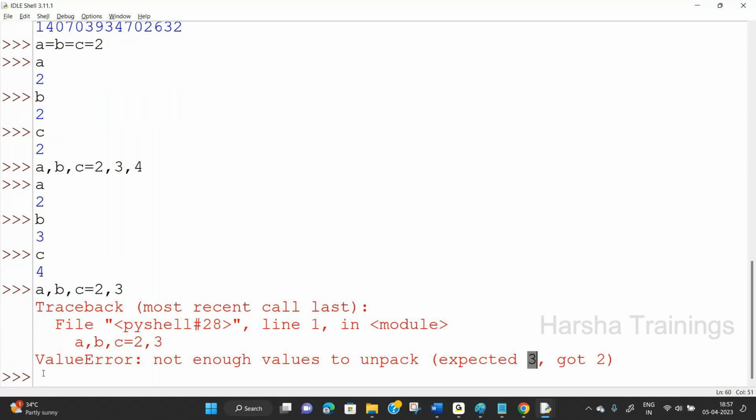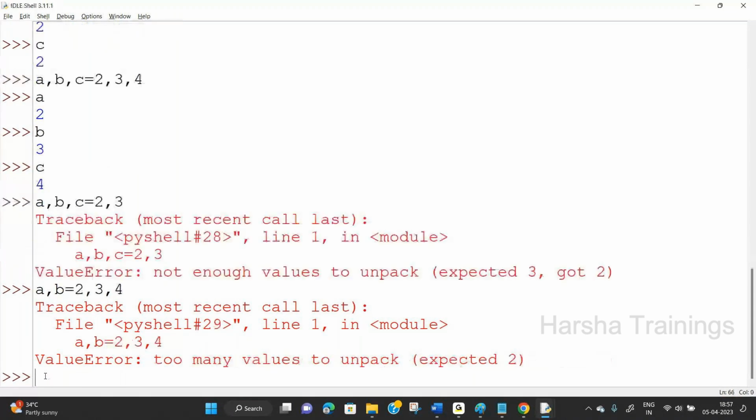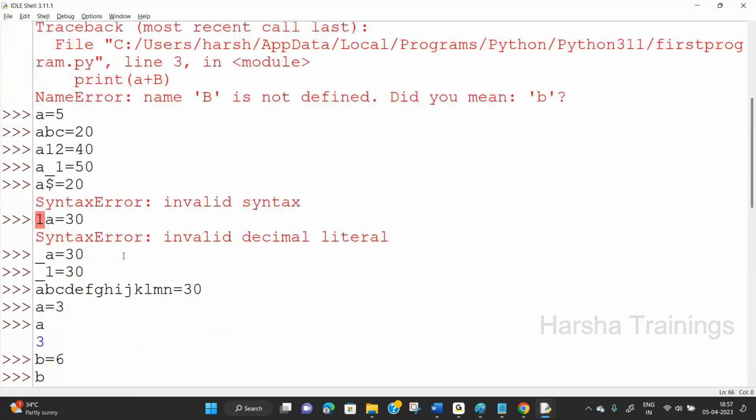What is the reverse one? A comma B is equal to 2 comma 3 comma 4. Now, is it possible or not possible? Exactly. On the left side I have two variables, but I have three values. See this one, too many values. Understand the type of error. Up to now you are getting two errors: one is value error, another one is name error, syntax error.